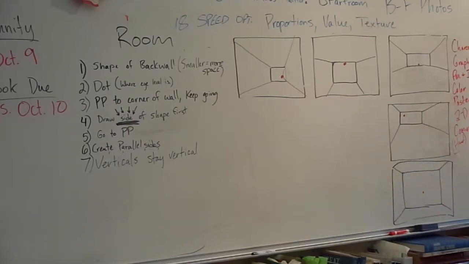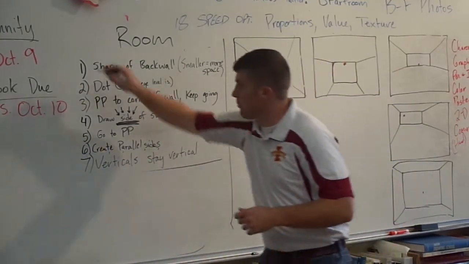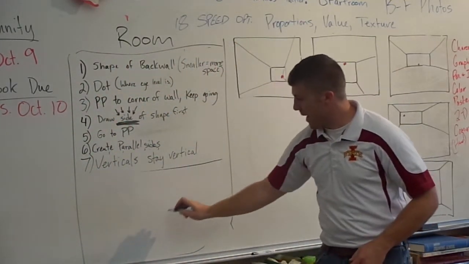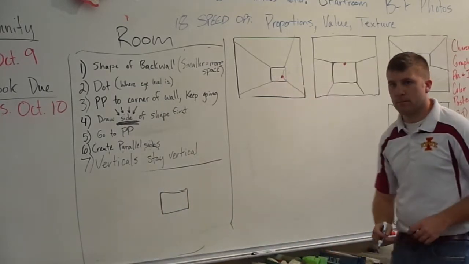What I would like you to do, place that shape. You're going to, I should say, right below your paper. Say this is your paper. Use this whole space down here. Place your back wall, such as like this. Okay? Place your back wall.